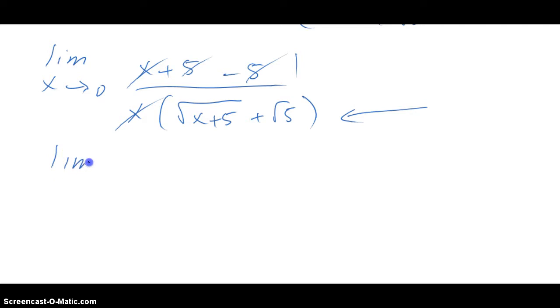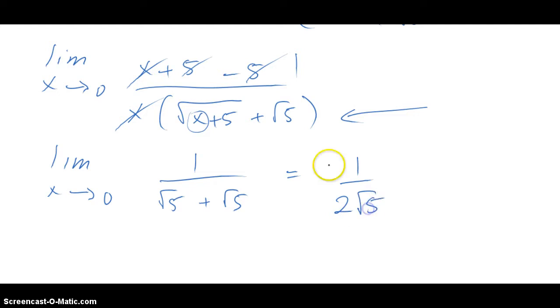So then we've got the limit as x goes to 0 of 1 divided by, and if you see this x right here, we plug in 0 there, then we're just going to get root 5 plus root 5, and that is the same as, the best way to write this is 1 over 2 square roots of 5.